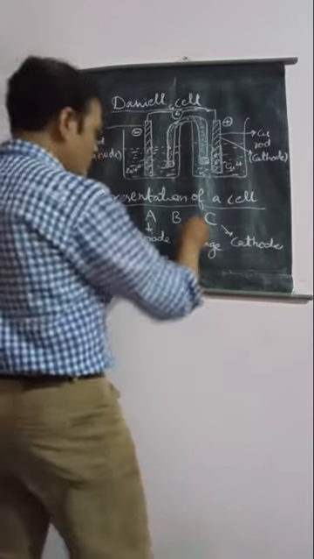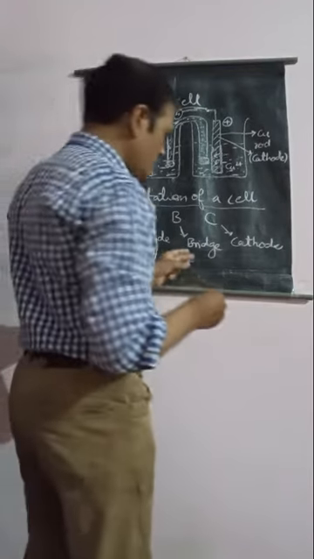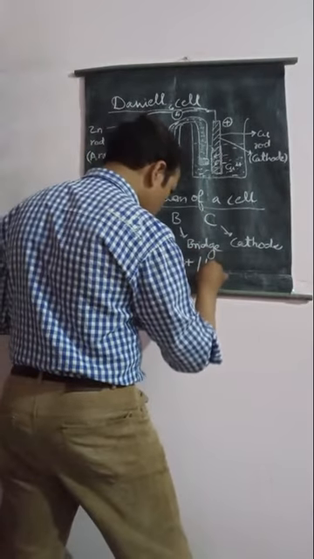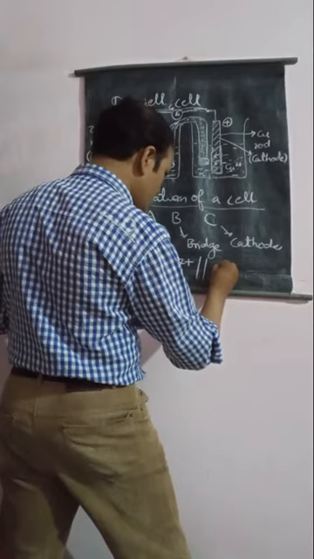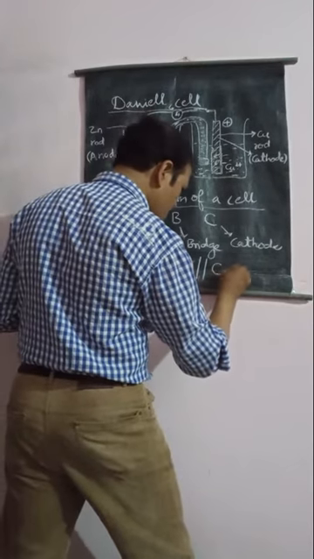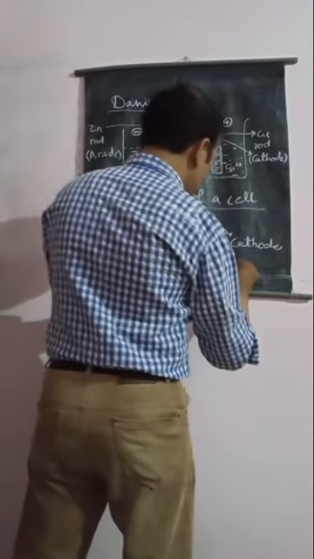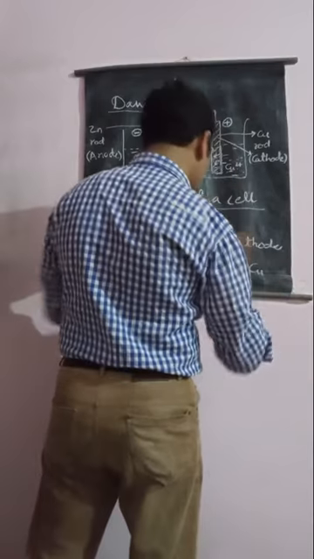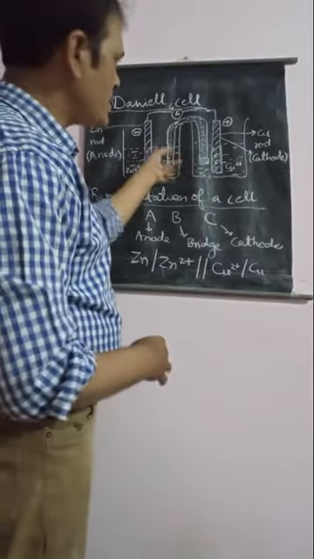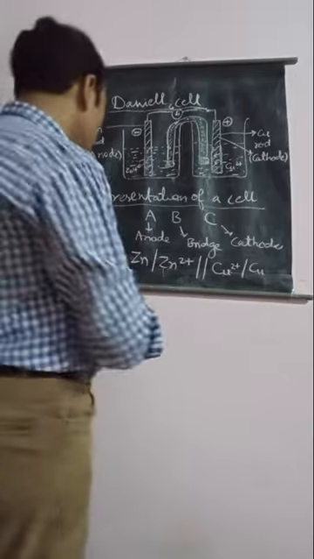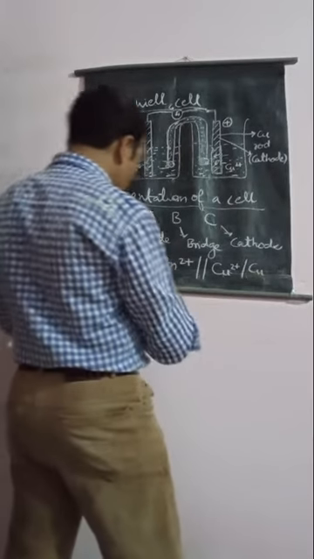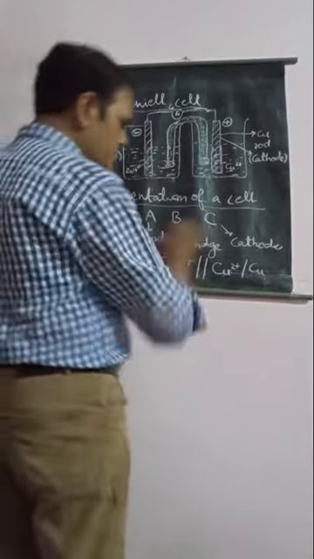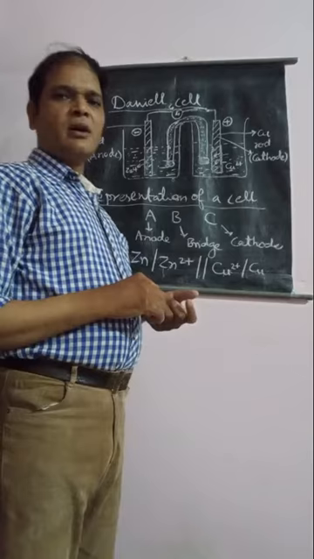And for the bridge, we can write parallel lines or two slashes in this manner, and then we can write the copper ions which are present here: Cu2+ and Cu in the solid state. So this is the cell representation for this particular Daniell cell. Always remember that the metal rods or metals will be present at the terminals, at the anode and cathode.